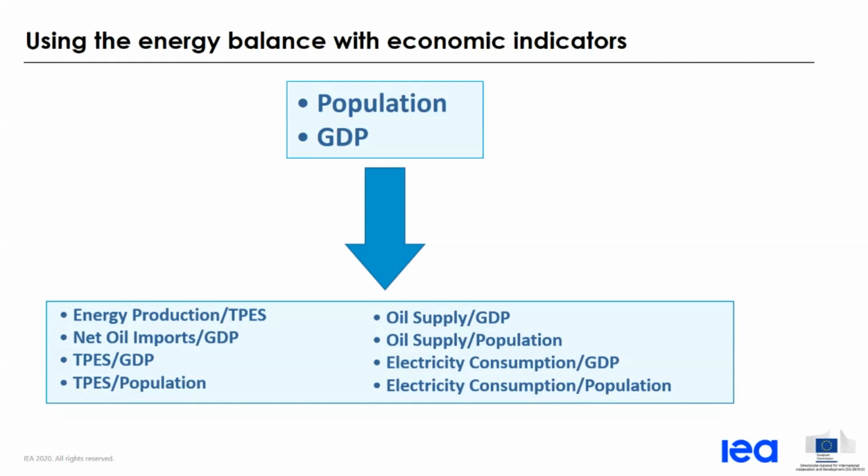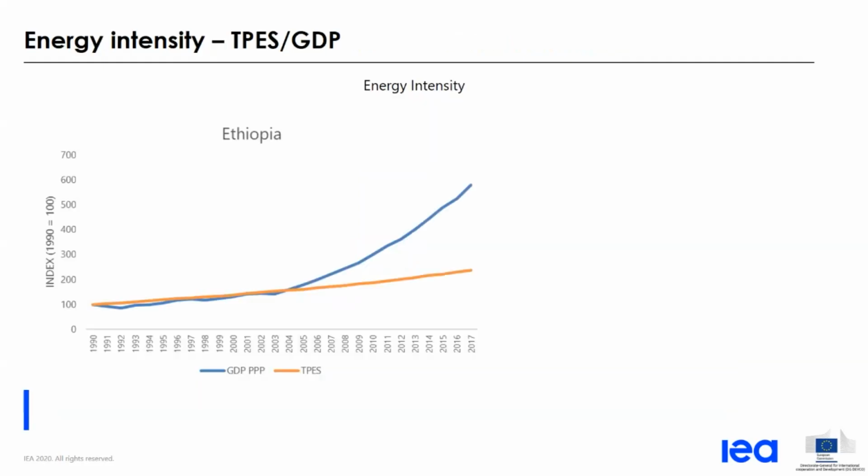Then you can see how much energy per population is consumed. You can see many other interesting indicators, for example, how much electricity is consumed per capita, per person in your country. So let's try to see an example on energy intensity.